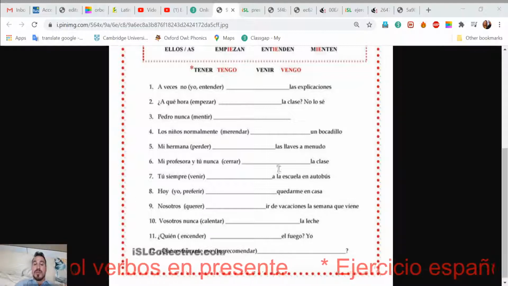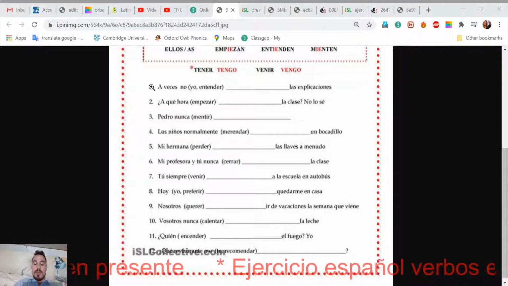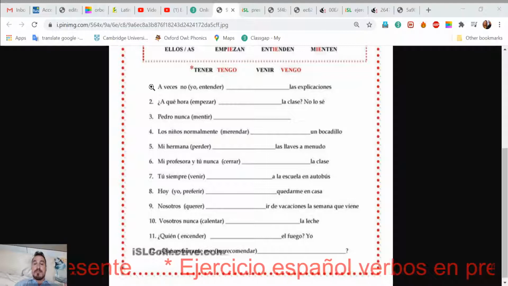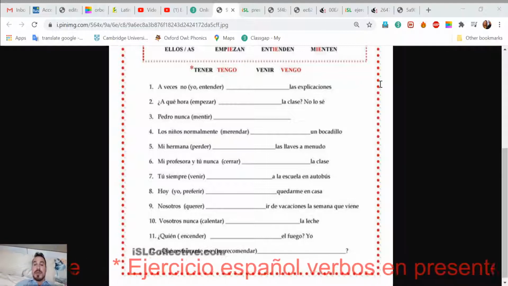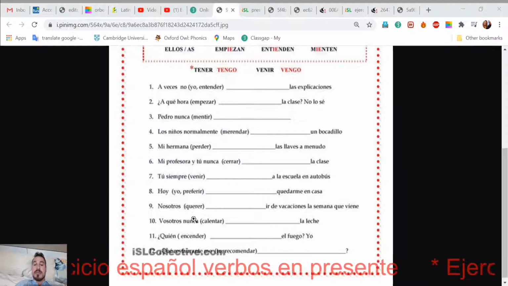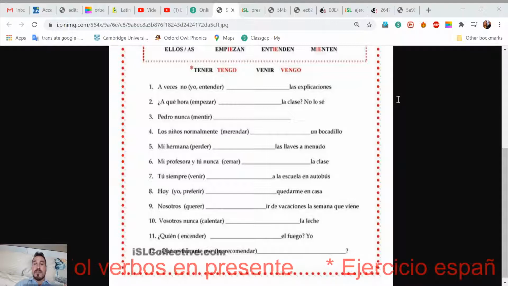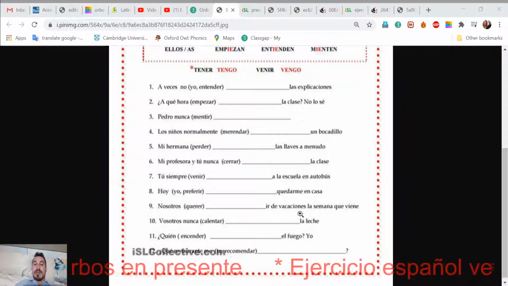9. Nosotros, right, not diphthong in the middle. Just the normal change. So you have the E because this is an IR verb, and then the -EMOS because this is nosotros. So nosotros queremos ir de vacaciones la semana que viene.